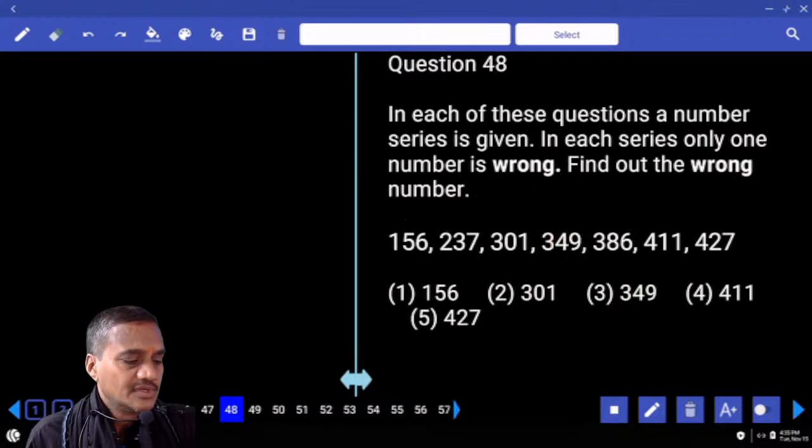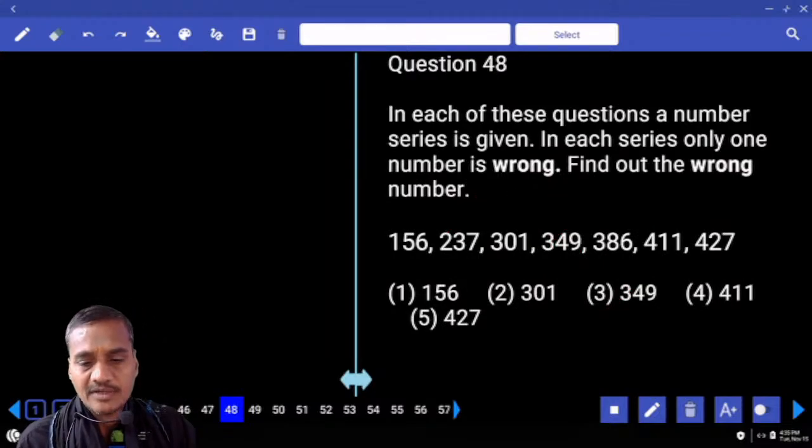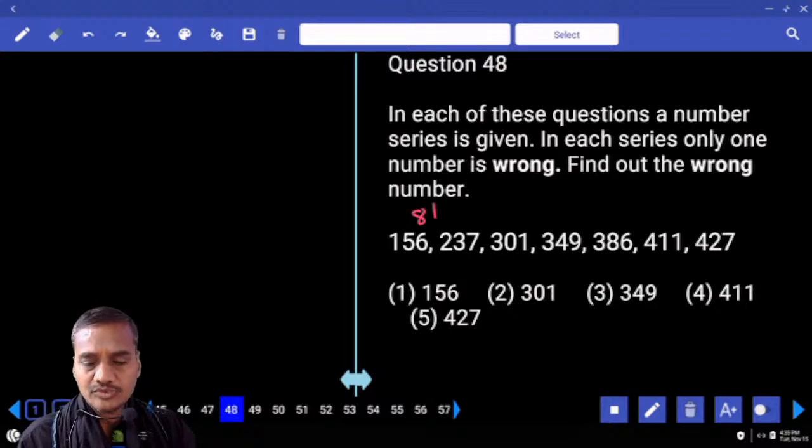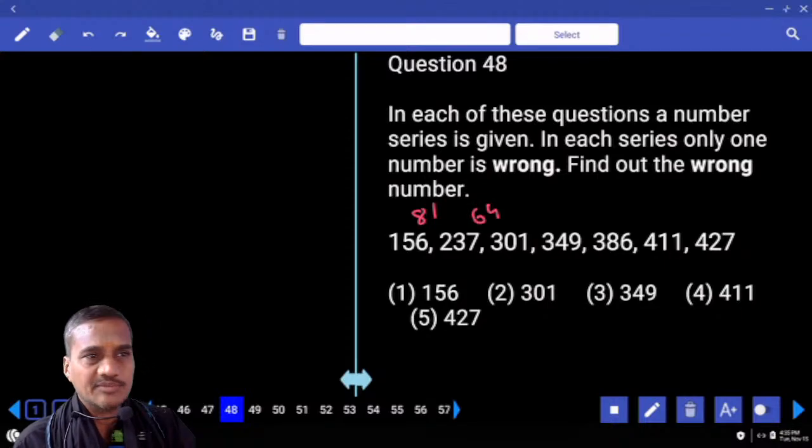Then 48, 156 and 237. Now tell me what is the difference between these two? Now the difference is how much? 81 between these two. And 237 and 301. What is the difference we have? 64. Isn't it? 81 can be written as 9 square, 8 square. And 301 and 349, the difference is how much? 48 is the difference. 81, 64, 48.